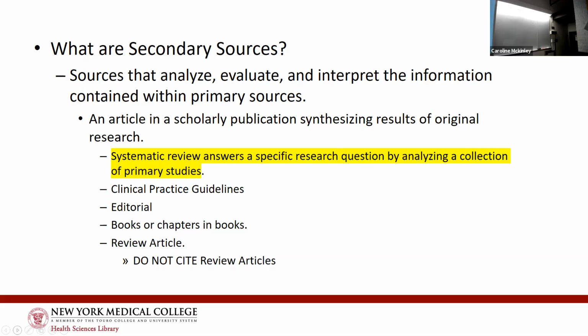But a systematic review is authored by a separate team, usually 3 or 4 people. They have a very specific research topic, and they look at all of the primary studies that are relevant to that topic. They might start with 100 articles, but they fine-tune it and select probably 10, 15, 20 primary studies.